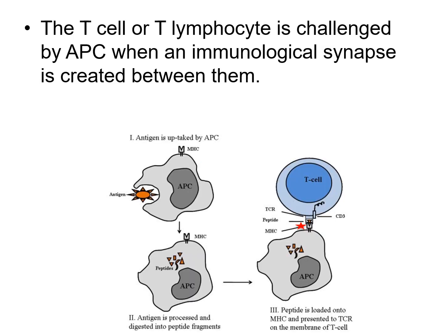The challenge is when that antigen presenting cell binds to a T lymphocyte. The T cell or T lymphocyte is challenged by the antigen presenting cell when a synapsis occurs, a joining of the two. This is called an immunological synapsis. It is created, and that is when challenge starts. In the picture, I have a star beside the challenge.